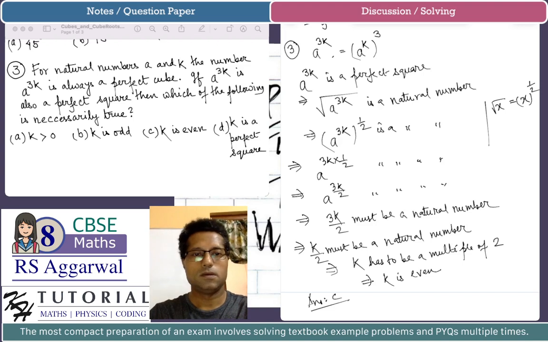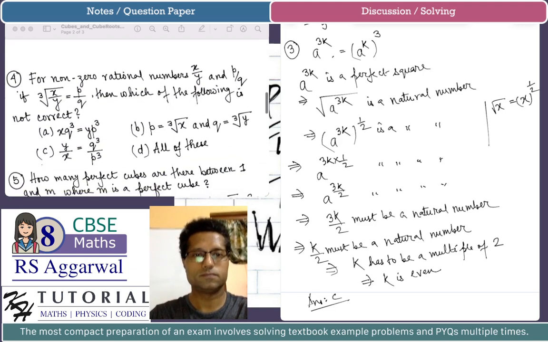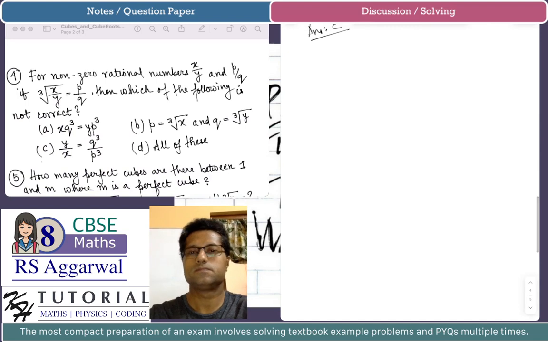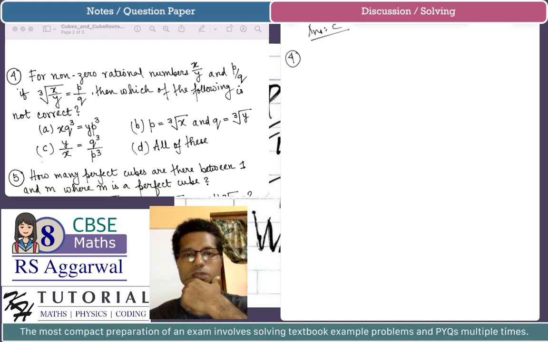Okay, let's do problem number 4. It is given for non-zero rational numbers x by y and p by q, if the cube root of x by y equals p by q, then which of the following is not correct? So it is given that the cube root of x by y is equal to p by q, where x by y and p by q are non-zero rational numbers. Then which of the following is not correct?